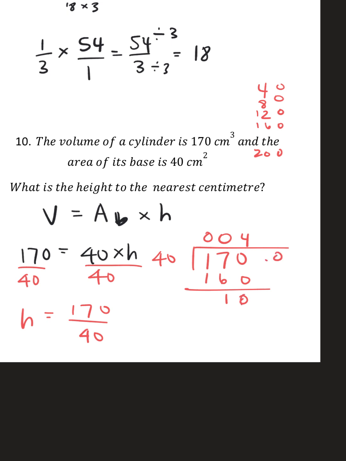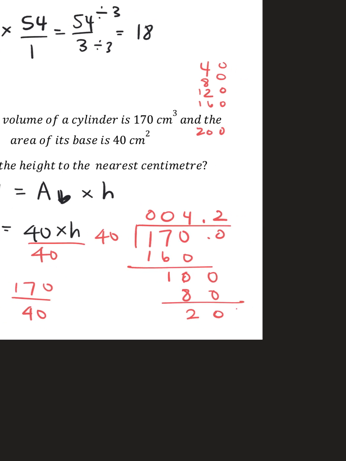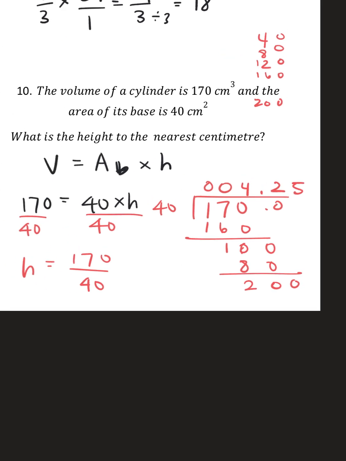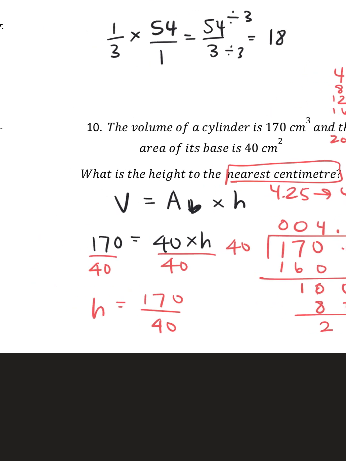Here we want to remember that we have an unlimited number of decimals at the back. 40 goes into 100 twice, which is going to take our 80. Okay. We could keep going. 40 goes into 200 5 times. And then the last part is recognizing that we've been asked to round to the nearest whole. So 4.25 rounds to 4 wholes. So our final answer for question 10 is 4.